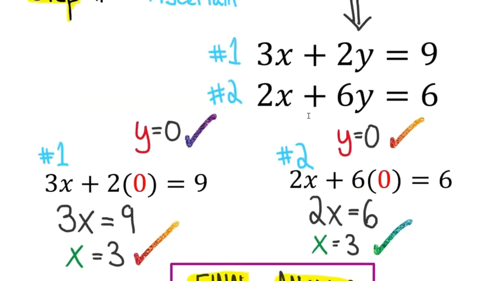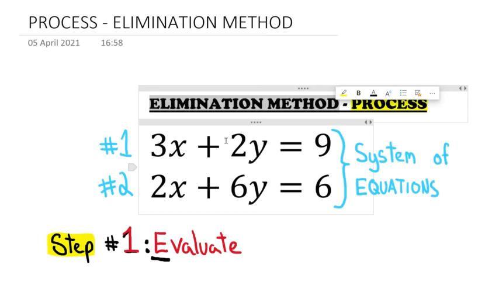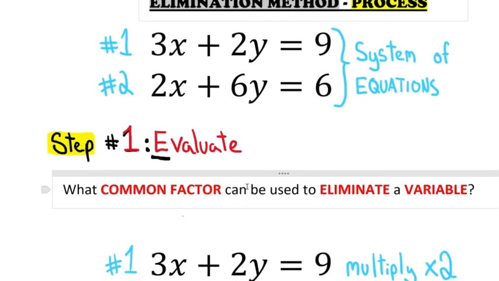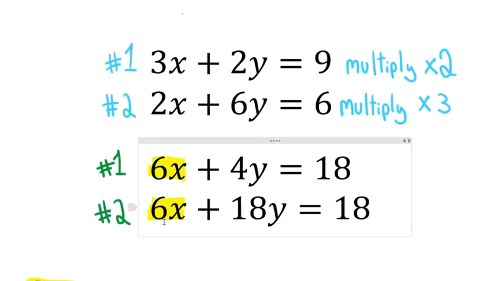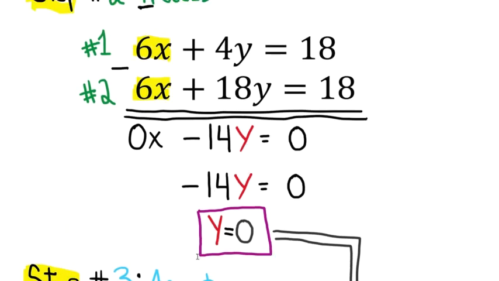I hope that the elimination method is one that you apply in the future, because it is an easier method than the substitution. A reminder of the steps: EPA to the AREPA. Evaluate, where you have to make sure that you have the same coefficients for your variables to eliminate one variable. And then you process it through addition or subtraction to eliminate the variable, which then gives us y equals 0 in this case.